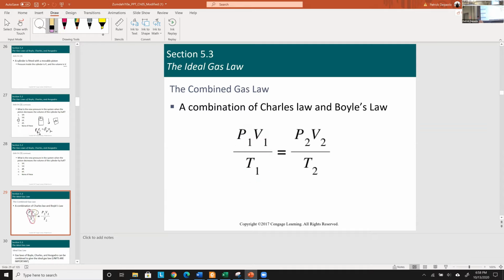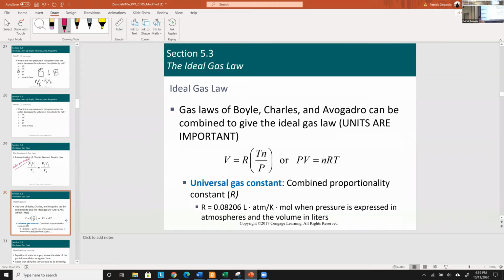So now, someone could tell me, what's the only thing in this equation, if we had a problem with this, that would be held constant? Based on the variables we learned. Good. So moles would be constant, because there aren't any moles changing in the equation. So that's good. All right, so we can use this equation.